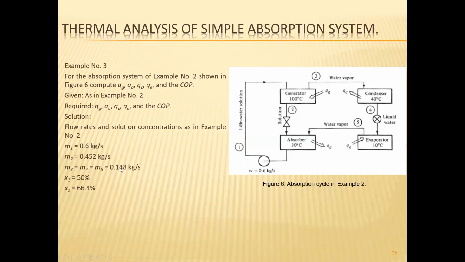So, thermal analysis of a simple absorption system. So, example number 3, continuation to. For the absorption system of example number 2, shown in figure 6, compute QG, QA, QC, and QE. As in example number 2, required: QG, QA, QC, QE, and the COP. Solution: ito yung mga flow rates na nakuha sa example number 2. M1 is 0.6 kg per second. M2 is 0.452 kg per second. M3 is equal to M4 is equal to M5 is 0.148 kg per second. X1 is 50%. X2 is 66.4%.